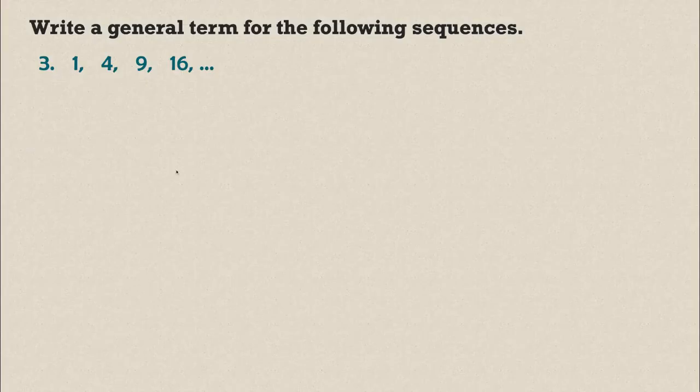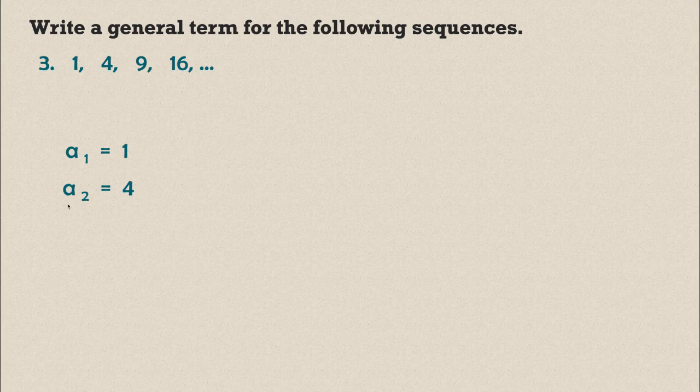Let's have this example. So we have 1, 4, 9, 16. So here our a sub 1 is 1. The first term is 1. Second term, which is a sub 2, is 4. Third term, which is a sub 3, is equal to 9. And the fourth term is 16.